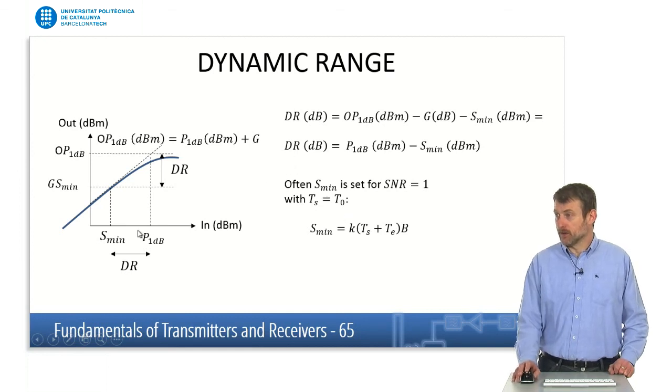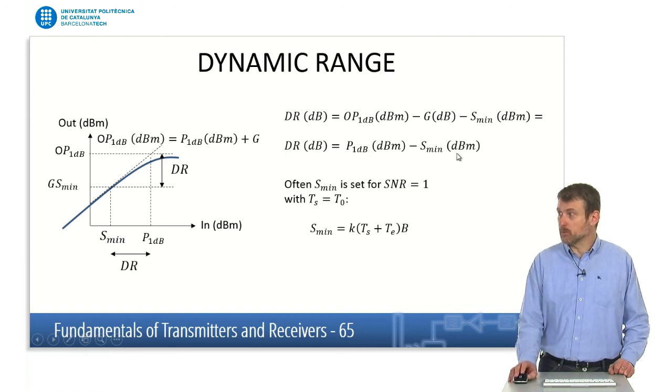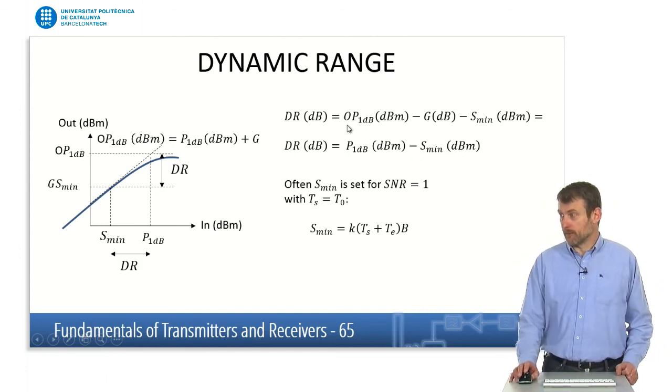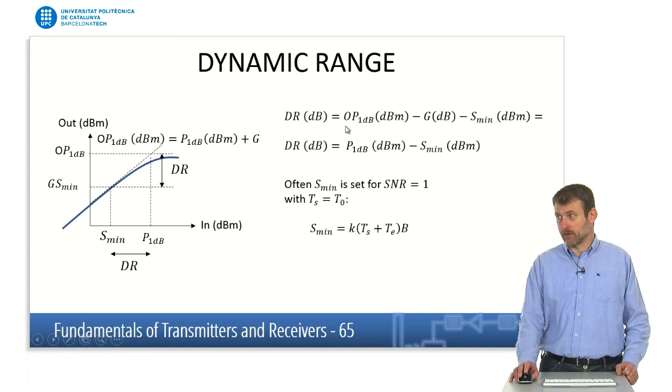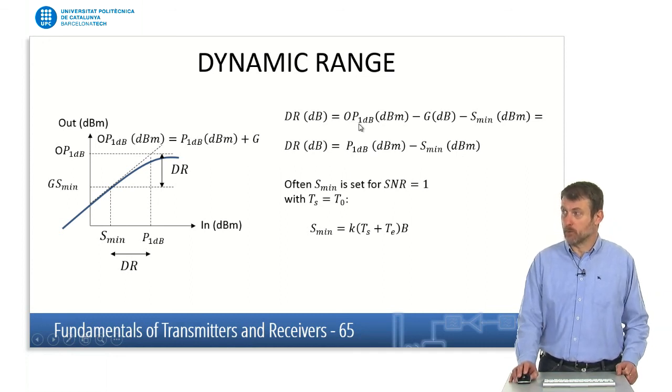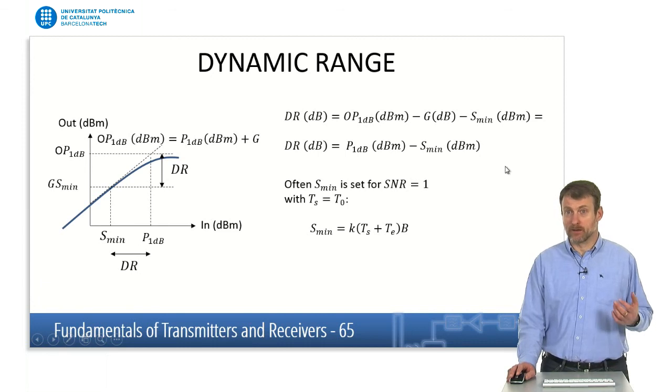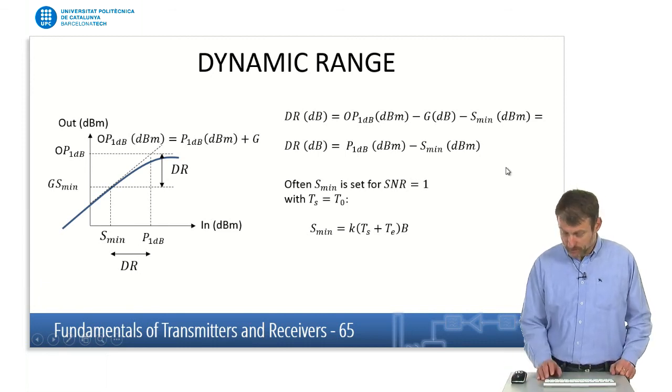In any case, following this concept of dynamic range, the dynamic range would be the 1 dB compression point referred to the input minus the minimum required signal. And if you use the parameters referred to the output, then you would have to convert this. You would have the 1 dB compression point referred to the output minus the gain minus the minimum required signal, right? So that would be the general equation of compression limited dynamic range.